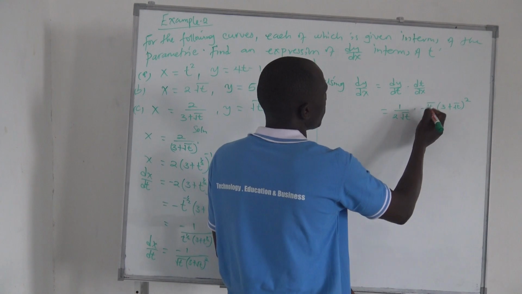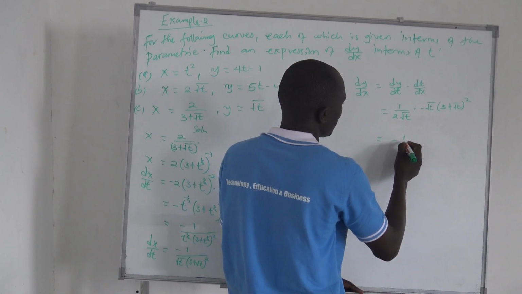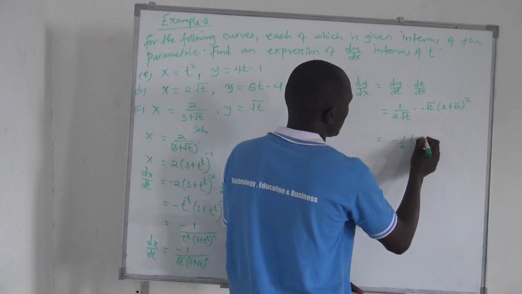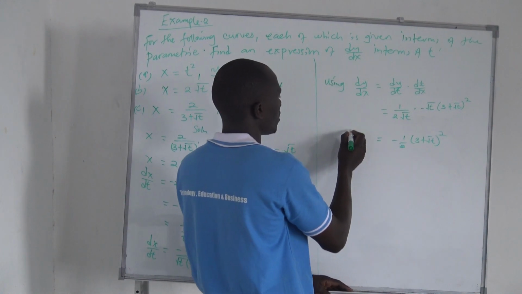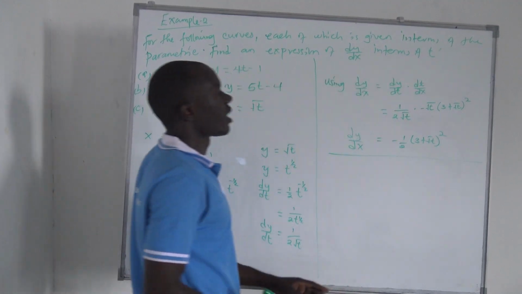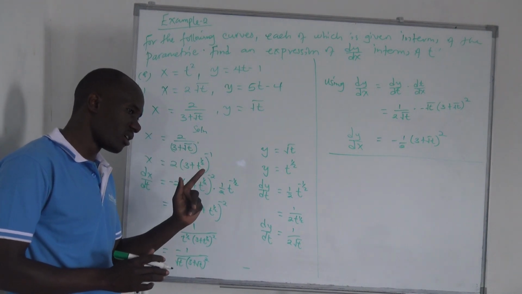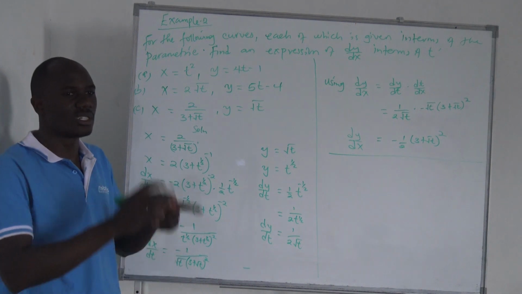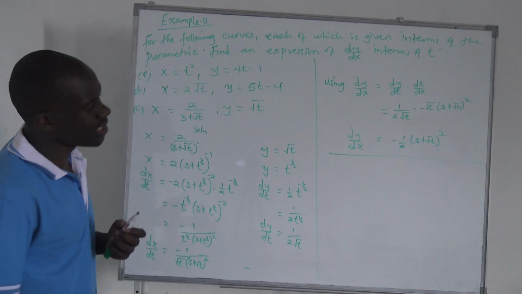What happens with the root and the root? It goes. I remain with negative 1 out of 2 into (3 plus root t) the whole of it squared, which is giving us the dy/dx. That's how we can handle those parametric equations. I'm still giving more examples until we get this concept accurately. So we shall proceed to another example.